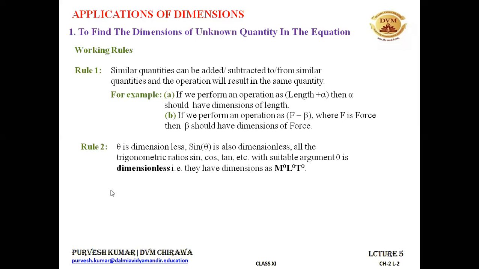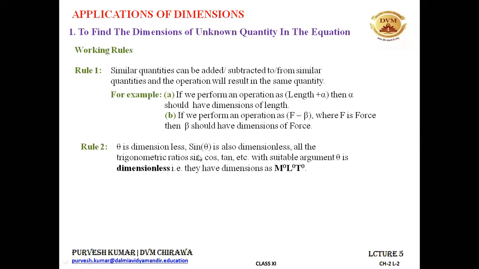Then rule 2: if theta is dimensionless, we have derived this, angle theta is dimensionless, then sine of theta is also dimensionless, because sine 30 has a numerical value. The value of sine 30 is half, sine 45 is 1 by root 2. All these are dimensionless. So theta is dimensionless, and also sine theta is dimensionless. In fact, whatever the trigonometric ratios, sine, cos, tan, etc., with suitable argument theta, they are dimensionless. They have dimension M0 L0 T0.